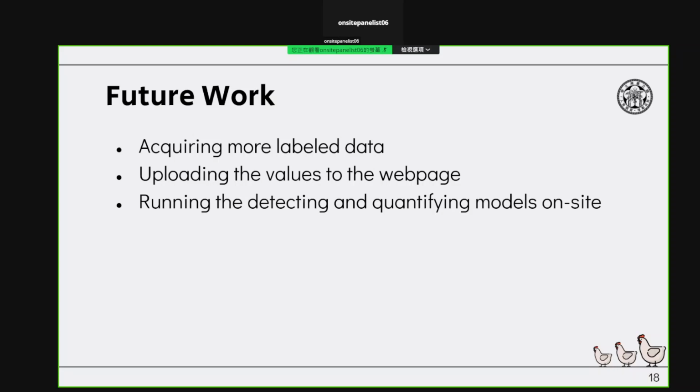It could be more useful. In the end, we also want to run the detecting and quantifying models on site, because right now we are transferring the video images back to our NAS and doing the calculation there. But there is a delay before the calculation is done. So we hope we can do all of that on site so the chicken farmer can get the values faster.